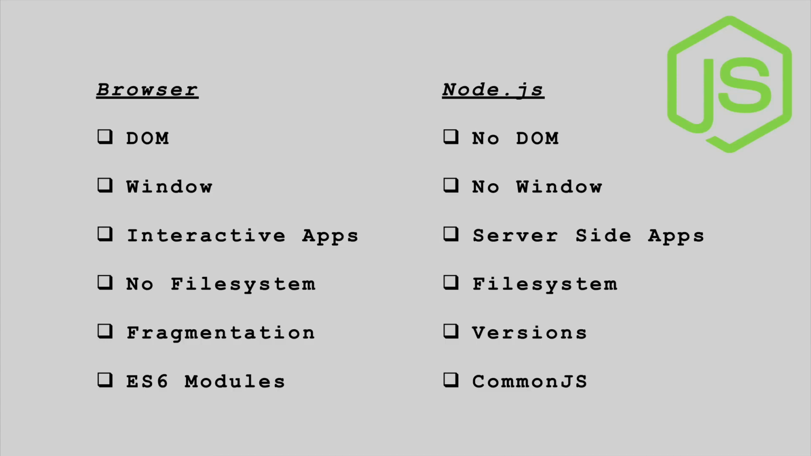So there's no DOM, there's no geolocation, no fetch, and all the other cool browser goodies. You see, unlike browser apps that are interactive, for example, user clicks the button or toggles the nav and that sort of thing, with Node, we build server-side apps.